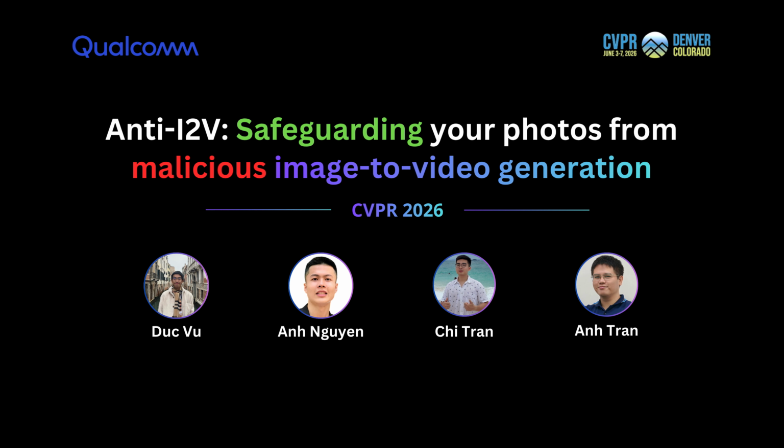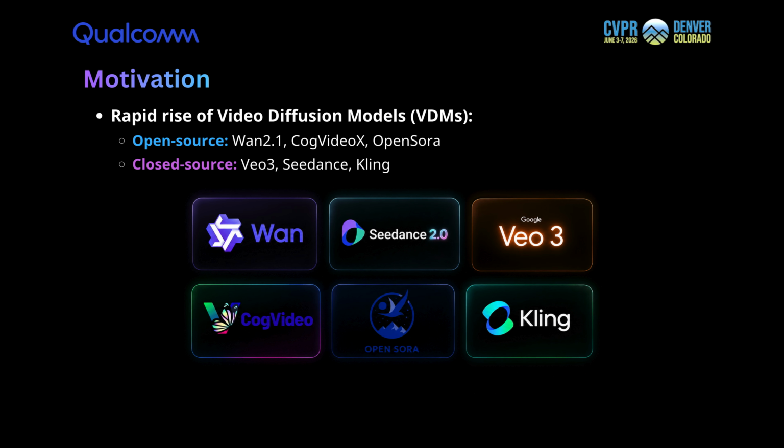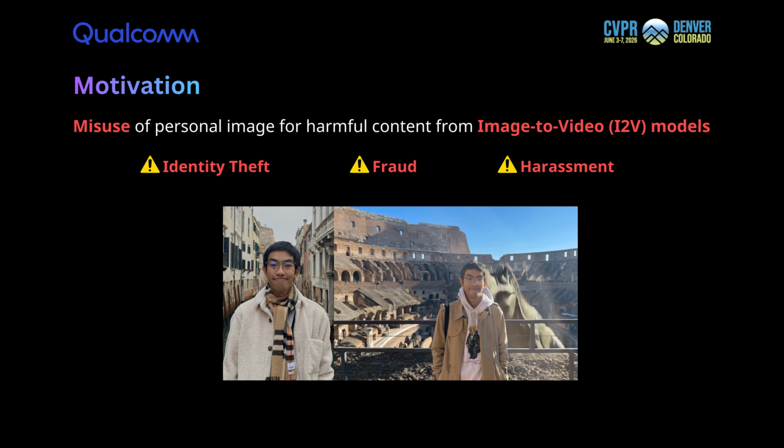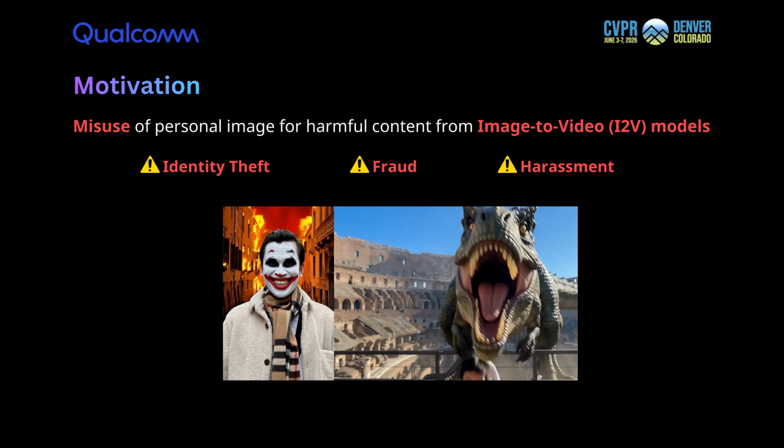Hello, everyone. Today, I will present Anti-I2V, safeguarding your photos from malicious image to video generation. Video diffusion models are advancing rapidly. Open-source systems like WAN, CogVideoX, and OpenSora, and closed-source models like VEO, SeeDance, and Kling can now generate realistic videos from text and even animate a single input image into a coherent video.